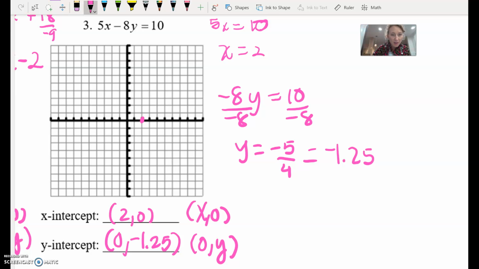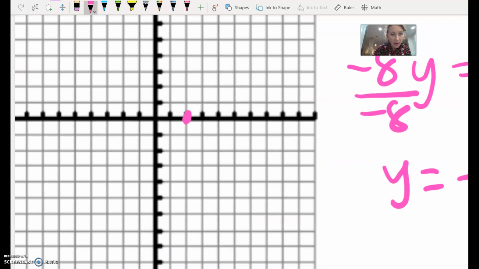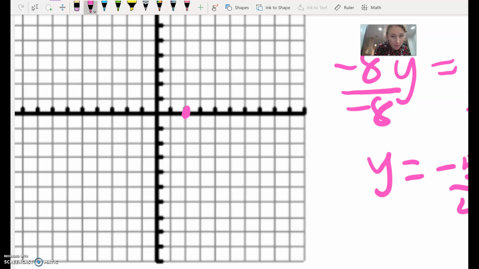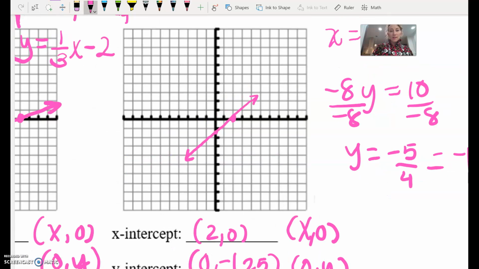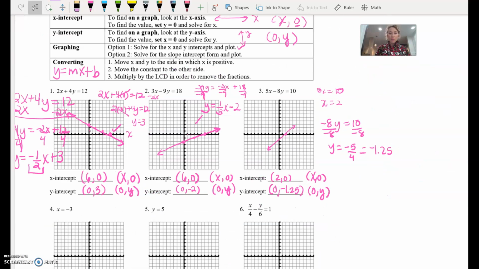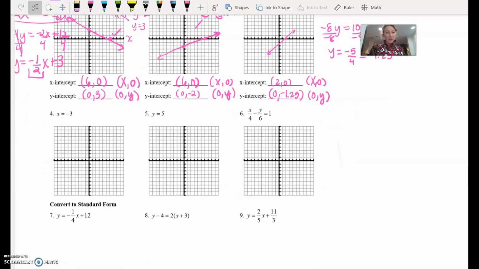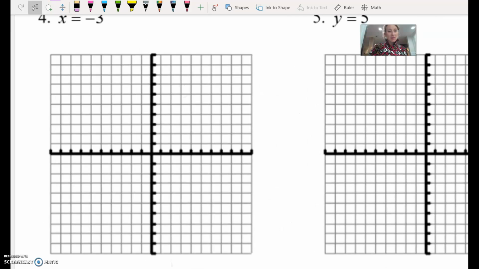So that's going to be hard to graph. Let me zoom in and see if I can do that. Still kind of looks like half. But that's what I got. So for all of these, we plug in 0 for x, we plug in 0 for y, and then we've got our graph. Look at number 4, how unique it is.